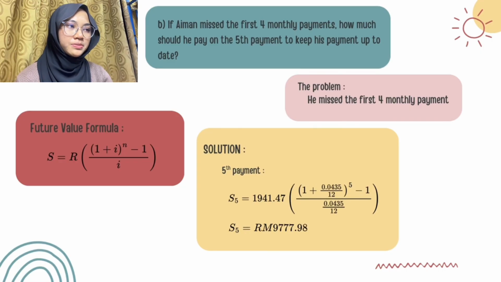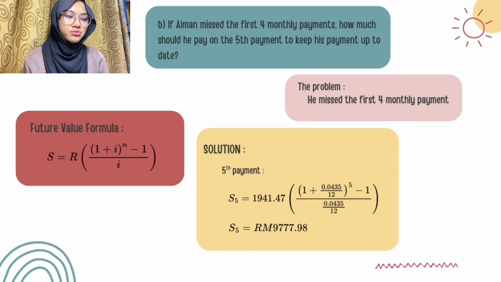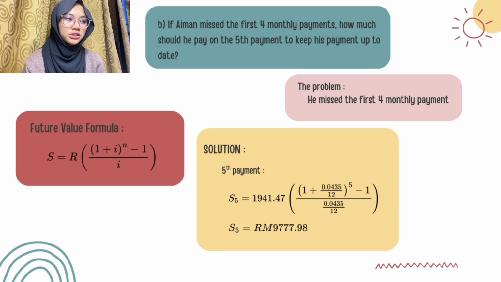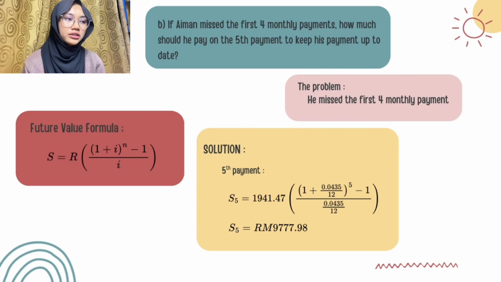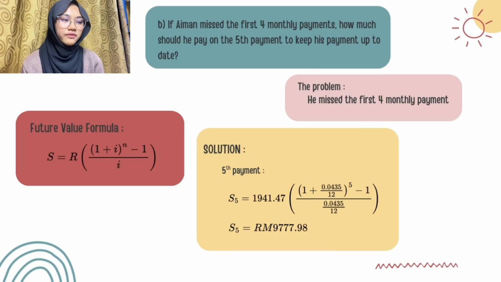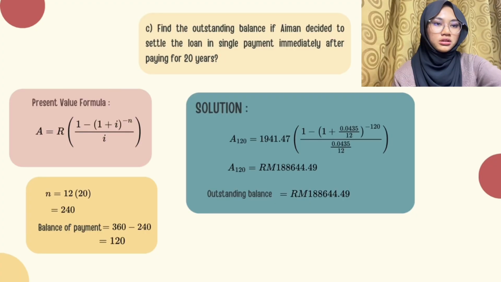So next, if Aiman missed the first 4 monthly payments, how much will he pay on the fifth payment to keep his payment up to date? So in this case, we use the future value formula, which is we need to find S. So on the fifth payment, we substitute all the values into the formula, but the N is 5, and then calculate, and then we got S equal to 9,777 ringgit 90 cents.